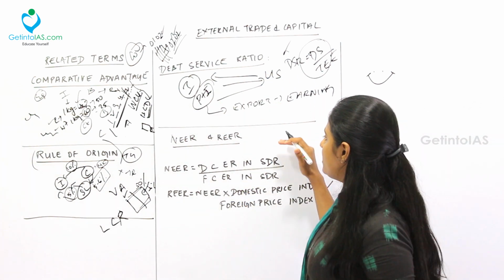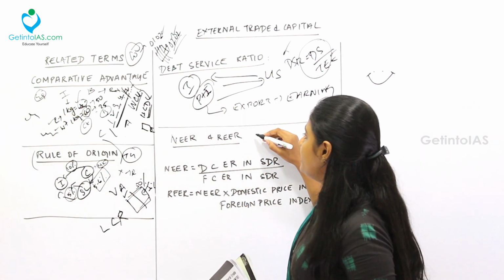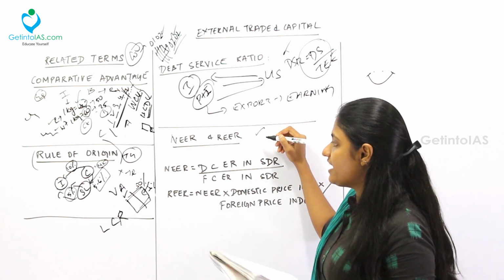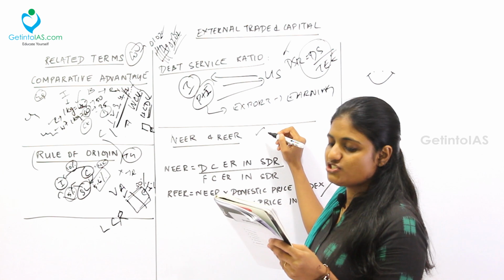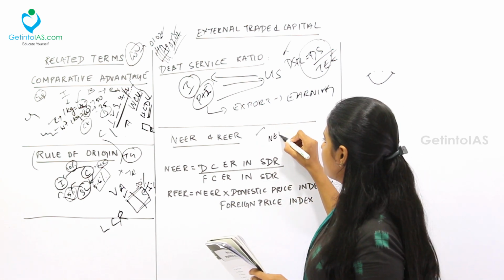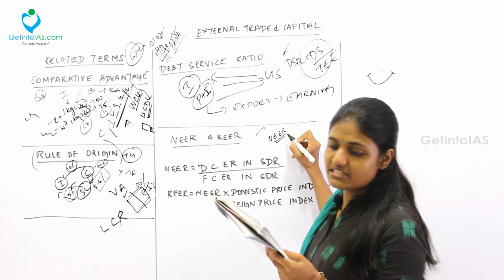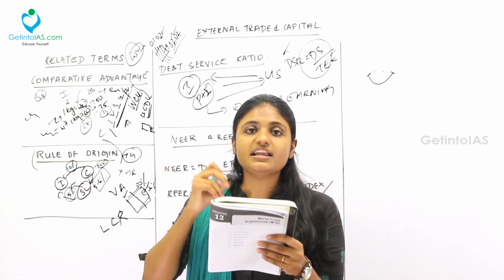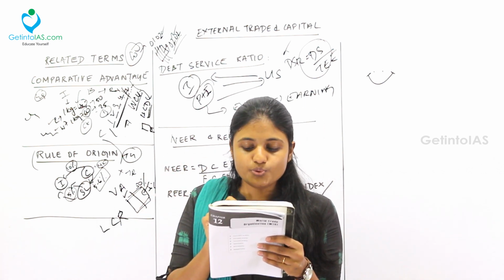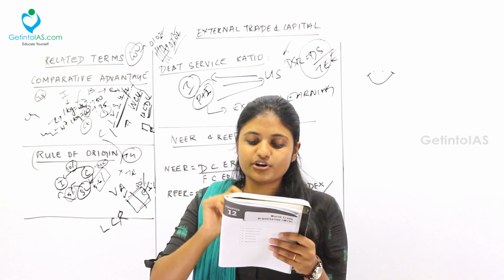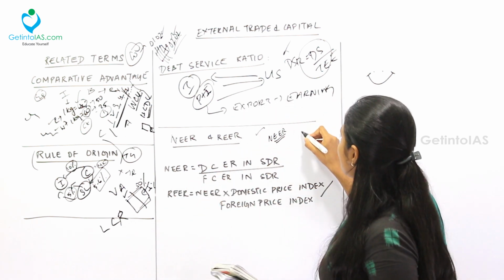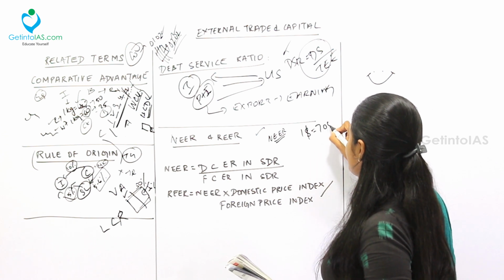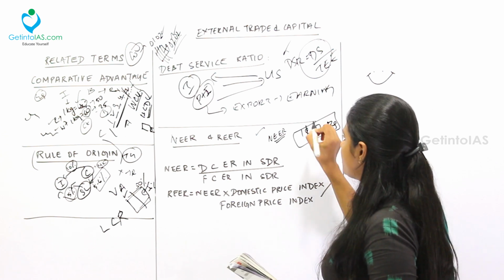So next, coming to the last topic of this lesson, NEER and REER. What is NEER and REER? See, NEER stands for nominal effective exchange rate. And REER stands for real effective exchange rate. Usually the exchange rate is determined for a domestic currency against a single foreign currency. See, for example, $1 will be equal to 70 rupees. This is how the exchange rate is determined.